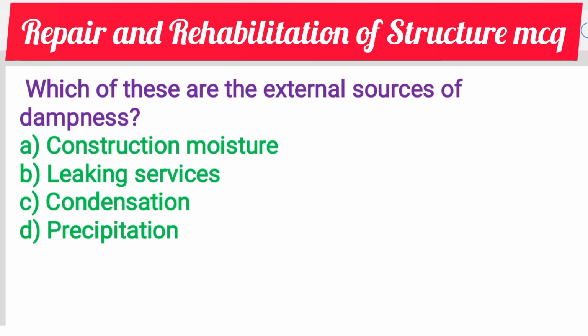Next question, which of these are external source of dampness? Option A construction moisture, option B leaking services, option C condensation, option D precipitation. So the correct answer is option D precipitation.